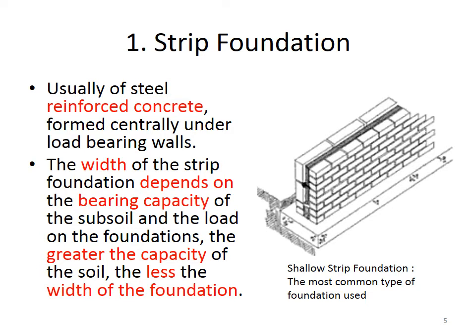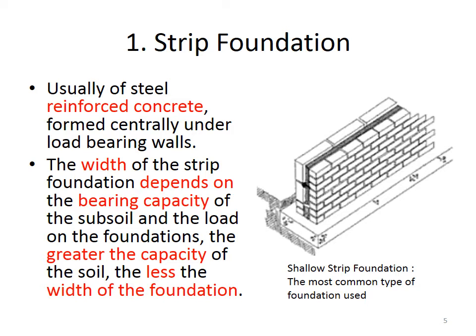Now we're going to have a look at each one of these in a little bit more detail. So number 1, the strip foundation, usually of steel reinforced concrete. This is certainly for constructing buildings. We'd have steel reinforced concrete formed centrally under the load bearing walls. So we can see the example in the image on the right hand side. Shallow strip foundation, the most common type of foundation used.